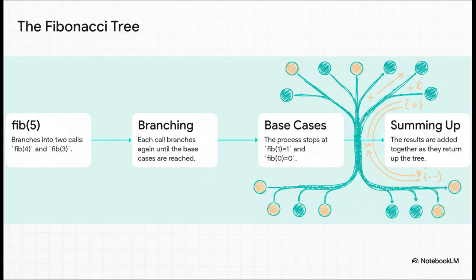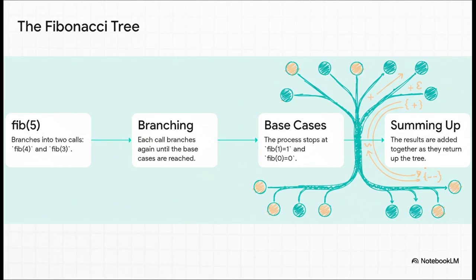Now, this time it's not a simple, straight line like the factorial stack, it's more like a tree. To get fib5, our function has to make two calls to itself, one for fib4 and one for fib3. And each of those calls branches out again. It's this expanding tree of calls. This whole thing keeps branching out until every single path finally hits one of our base cases, which are fib1 is 1 and fib0 is 0.